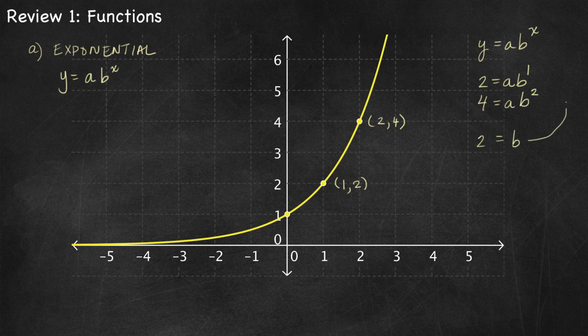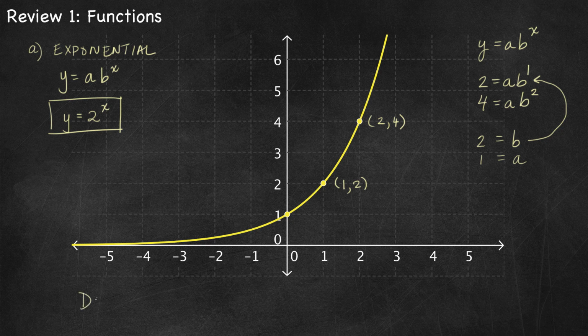Then using substitution, if I know b is 2, this becomes 2 equals a times 2, therefore a has to equal 1. So now a is 1 and b is 2. So my equation is y equals, if a is 1, I don't need to write the 1, b is 2, so 2 to the power x.